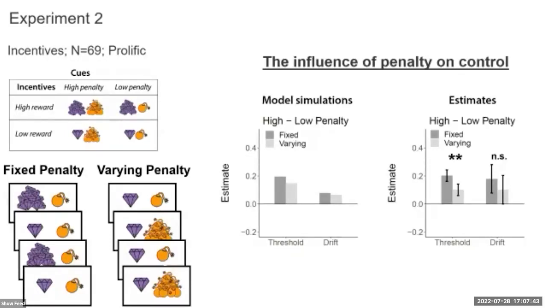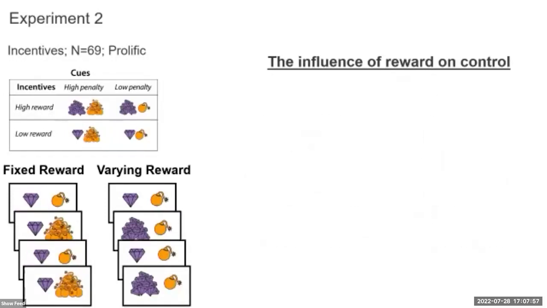So we're seeing this reduced effect of penalty on threshold in varying relative to fixed blocks. And we're seeing a trend in drift rate, but it's not significant. By the way, these are 95% credible intervals from the posteriors. And then finally, we can also look at the same thing for the effect of reward on control. So we can compare blocks in which reward is varying and in which it is not varying.